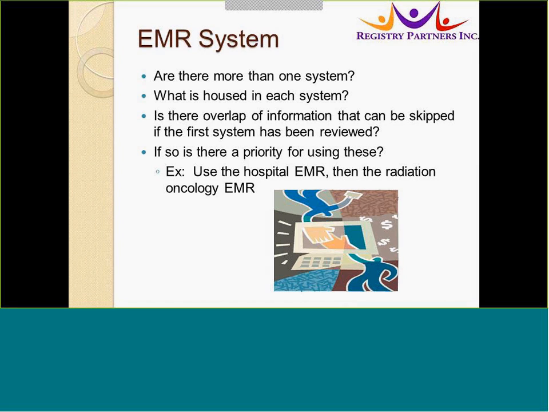If so, is there a priority for using these systems? For example, you may want to use the hospital's electronic records first and then open the radiation oncology records to see if there's any new or different information in that record.